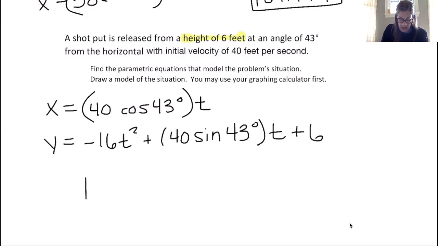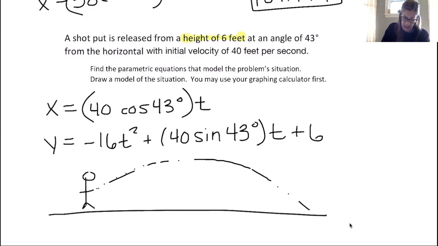Okay, so if you're thinking about an image here, we've got a shot put, going to release it, and then it's going to land on the ground. Okay, something like this. And if you're thinking about the x and the y axis, we have our x-axis, we have our y-axis, and the big difference with this problem that you'll want to watch out for is where that starting point is, so that initial height.